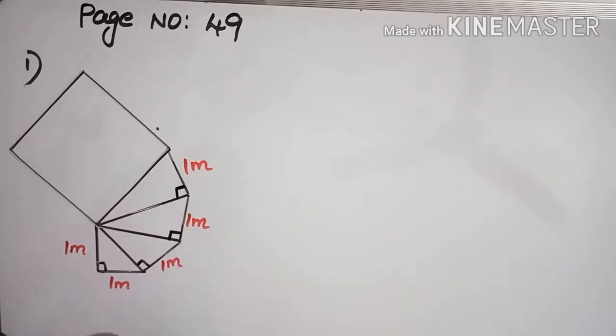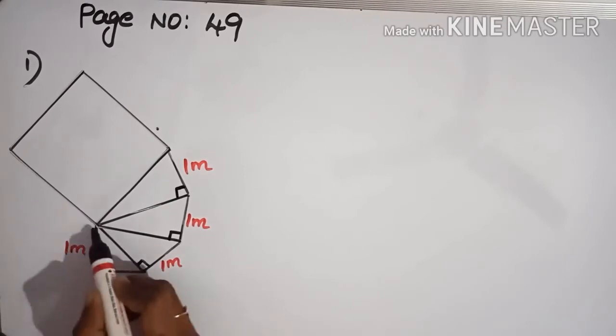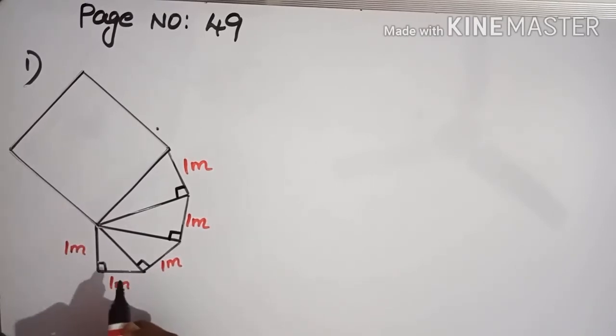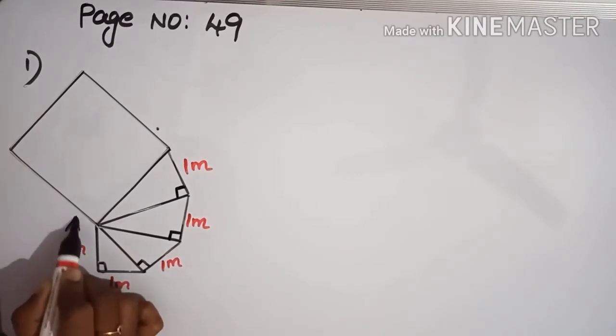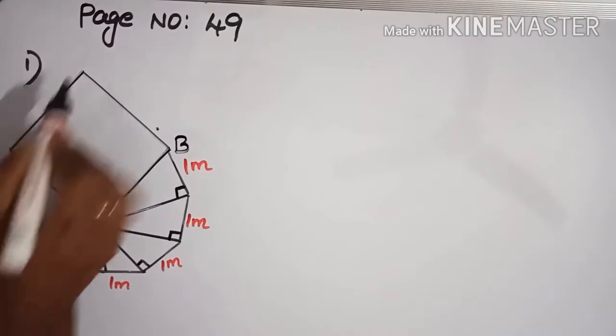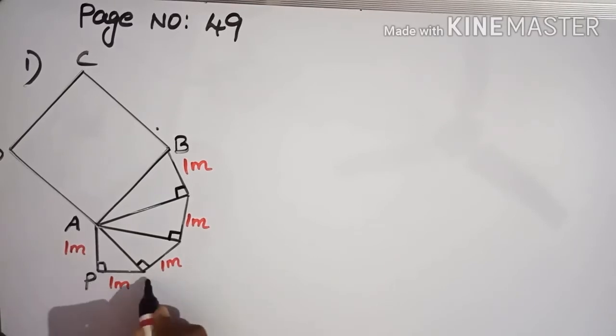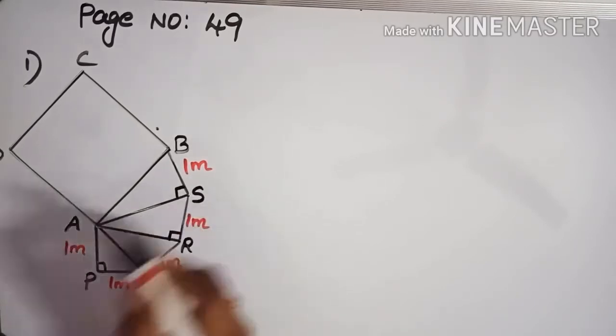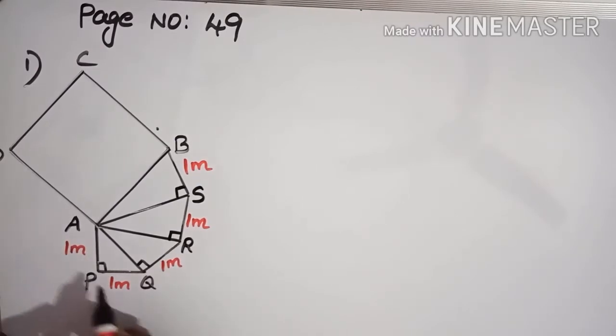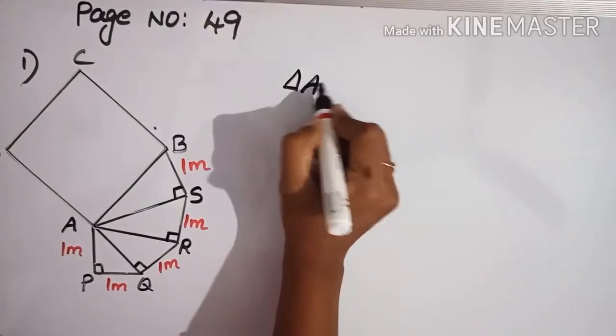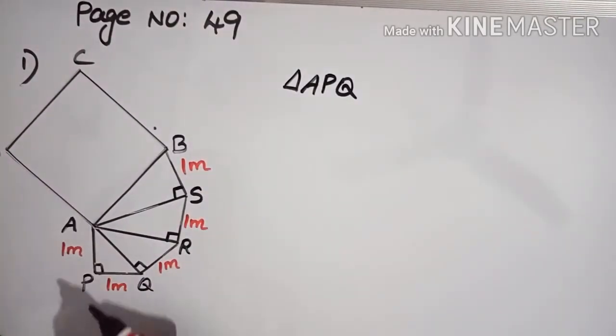Now in these right triangles, for the starting right triangle, base is given as 1 meter and altitude is given as 1 meter. Let's mark the points of the square as A, B, C, D, and the other points as P, Q, R, S. Now consider the first right triangle, APQ. For this triangle APQ, base is 1 meter, altitude is 1 meter.